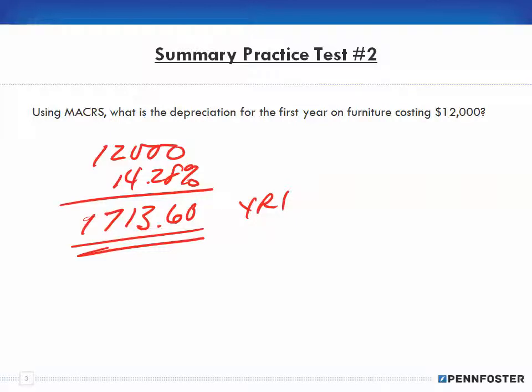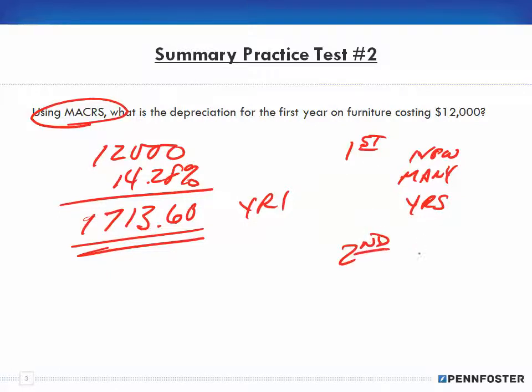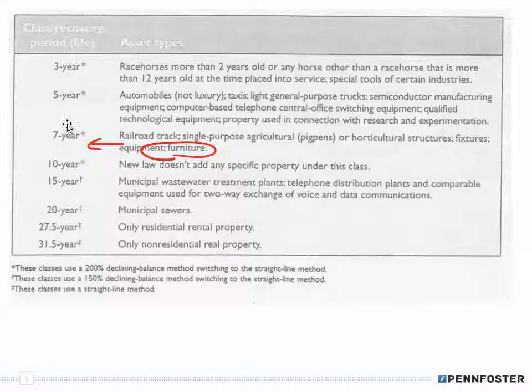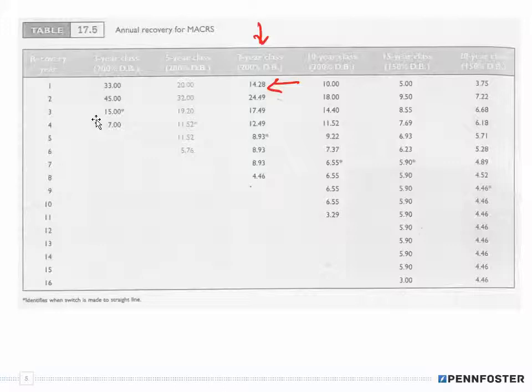Let me just quickly go over that again. When we're using MACRS, we have to use the two charts. The first thing we have to do is figure out how many years. Then we look at the second chart, and we look under that number of years to get our percentages per year. When we came down to the first chart, since we have furniture, we have to read through it all until we find what we're looking for. That tells us the class recovery period, the life, which was 7 years. The next thing is to come over to the recovery chart and look under that column for the number of years.